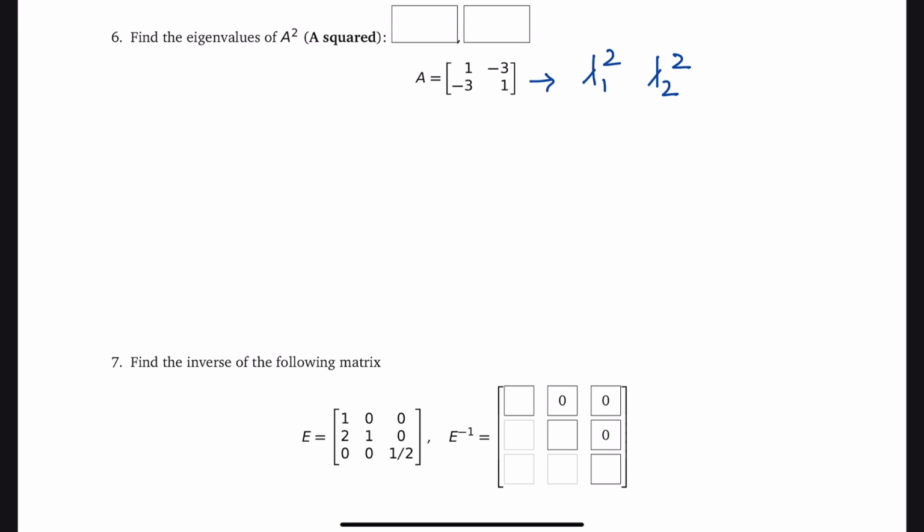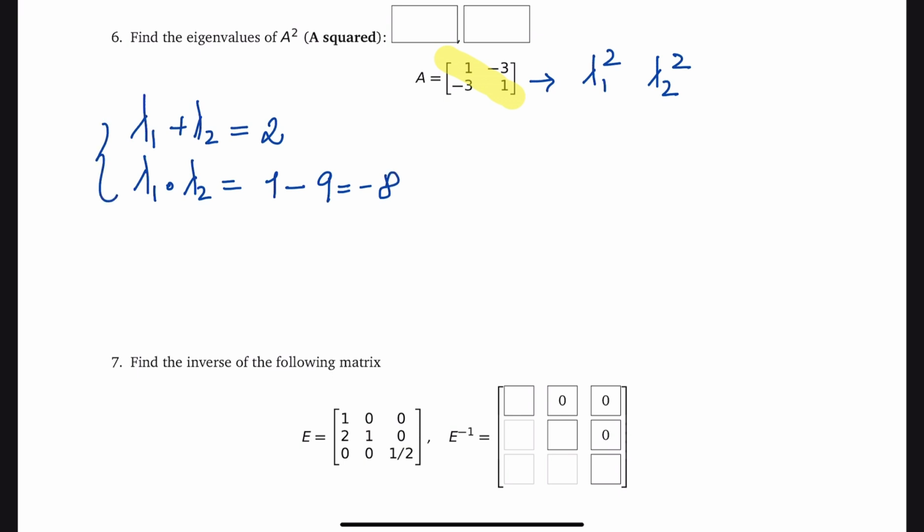So we are going to use the properties of the eigenvalues. Essentially, the sum of the two eigenvalues of the matrix A is going to be equal to the trace of this matrix. The trace is the sum of the entries on the diagonal of this matrix. It's going to be 2. And lambda 1 multiplied by lambda 2 is going to be the determinant of this matrix, which is going to be 1 minus 9, which is going to be minus 8.